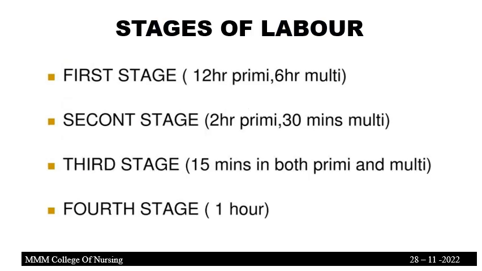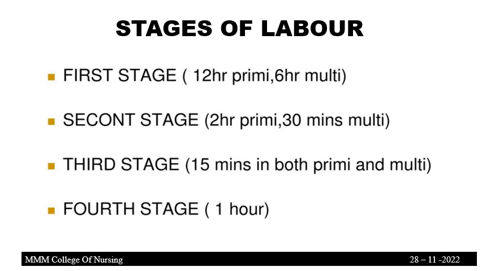Next, the stages of labor. There are 4 stages of labor: the first stage, second stage, third and the fourth stage. We'll see the duration. The first stage is 12 hours in primigravida and 6 hours in multigravida. The second stage is maximum 2 hours in primigravida and 30 minutes in multigravida. The third stage is 15 minutes in both primi and multi, and the fourth stage is 1 hour.